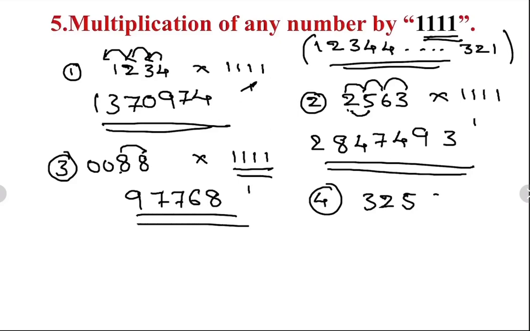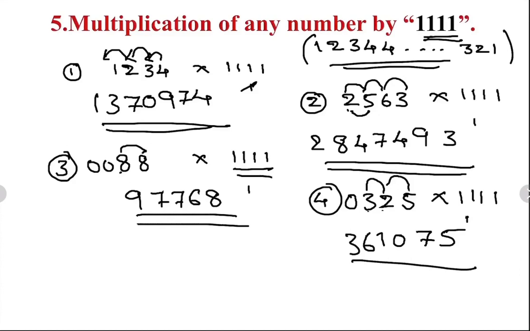325 is multiplied with 1111. Keep 0 here. Keep 5. 5 plus 2, 7. 7 plus 3, 10. 10 plus 0, 10. 10 plus 1, 11. 1 carry forward. Next 2 plus 3, 5, 5 plus 1, 6. Next 3. This is the answer.